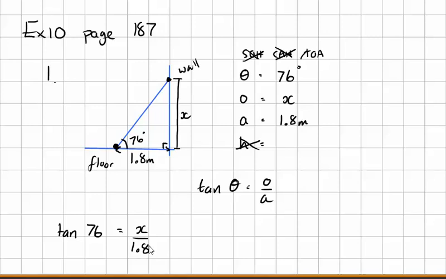So I've got to do something with that to solve for x. Do you multiply both sides by 1.8? Good. Multiply both sides by 1.8. I'm very glad you said that and not move the 1.8. So that leaves me with 1.8 times the tan of 76 equals x. So now, you just have to do it on your calculator.